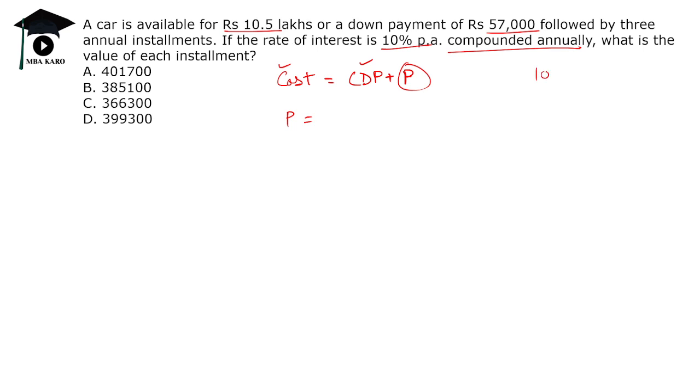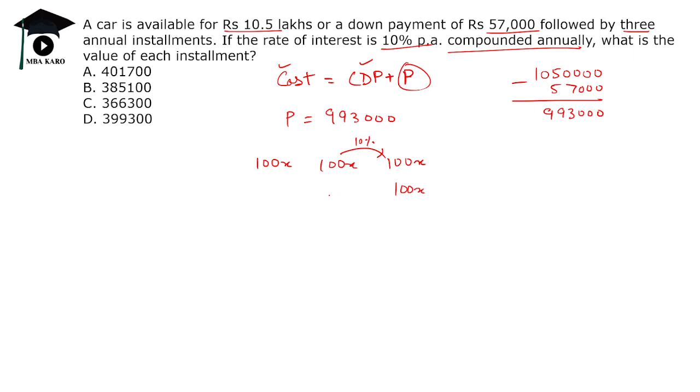So principal will be 10 lakh 50,000 minus 57,000. So we get 9 lakh 93,000. Now we have to pay in 3 installments. So let us say 100x, 100x and 100x. Okay. Now if you do not pay on time, this will become 10% more. That is 110x. Now this will increase by 21%. Why? Because it has compound interest. So that will be 121x. Okay. So the total amount we will get as 331x.